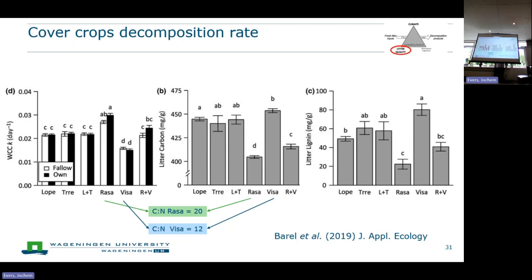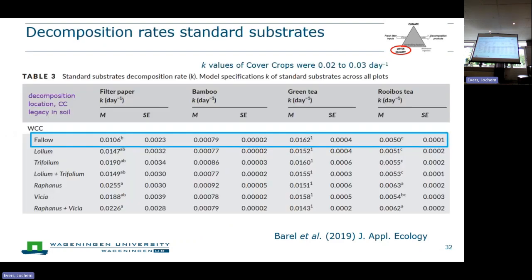You can also see this trend that in their own soil, the radish and radish veg decomposed faster than in the fallow. As a follow-up, luckily we also had these 4 standard litters that were buried everywhere, in the fallow as well as in all the different cover crop soils. Also here we have different CN ratios. The green tea, the rooibos tea, green tea would go faster indeed. Then we have the filtered paper and the bamboo.